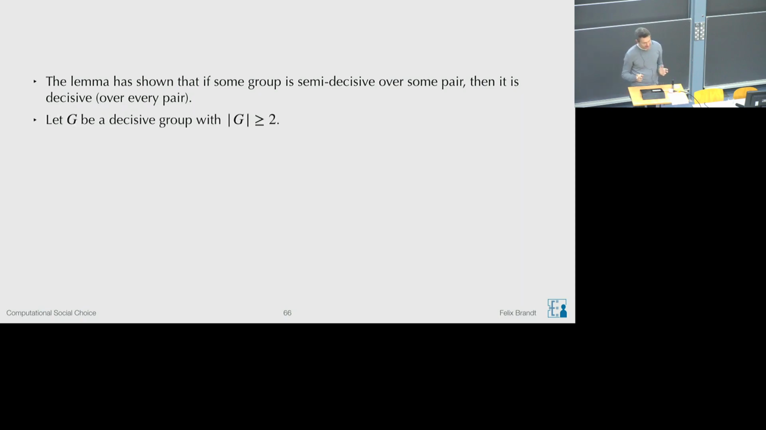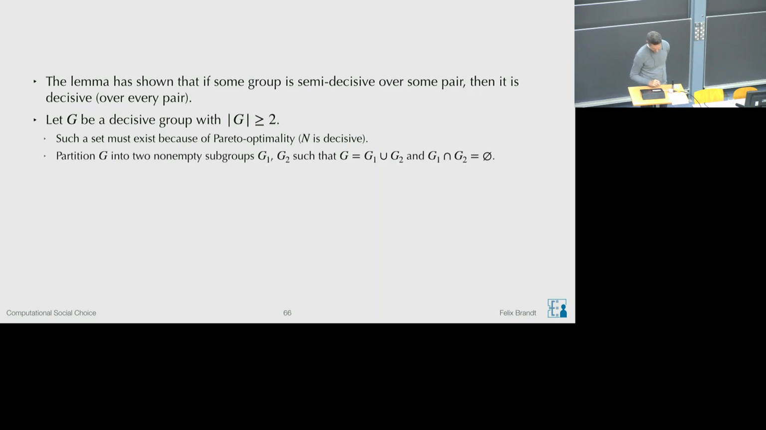So we let G be a decisive group which contains at least two voters. This is also an assumption that is implicit in Arrow's theorem: there are at least two voters and at least three alternatives. Now we know that such a set must exist because of Pareto optimality. The set of all voters is clearly decisive. Then we partition this group into two non-empty subgroups, G1 and G2. This is really what defines a partition: the union of them is G, and they are disjoint.